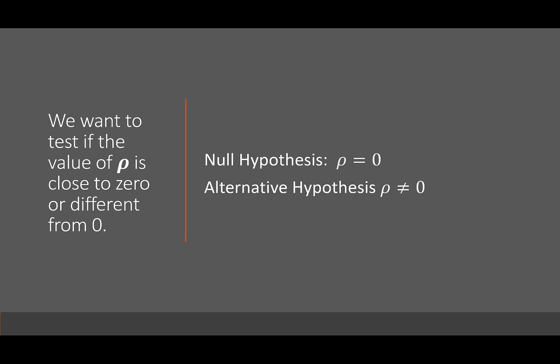We want to test if the value of rho is close to 0 or different from 0. This means our null hypothesis is going to be that rho is equal to 0, and the alternative hypothesis will be that rho is not equal to 0.